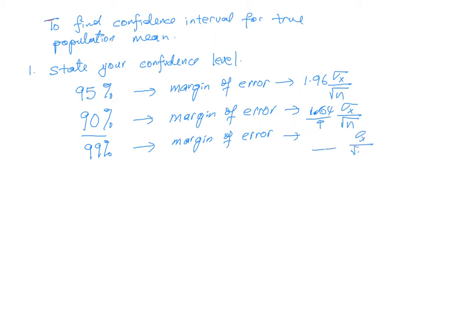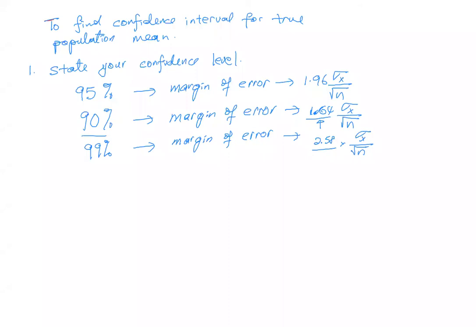A number, a z-score times the sampling error. Okay, what is the answer? Queen, can I have the answer? 2.58. Yes, 2.58. So you see, it becomes wider. So that means you are giving yourself more chance to capture the true population mean. Okay, state the margin of error.